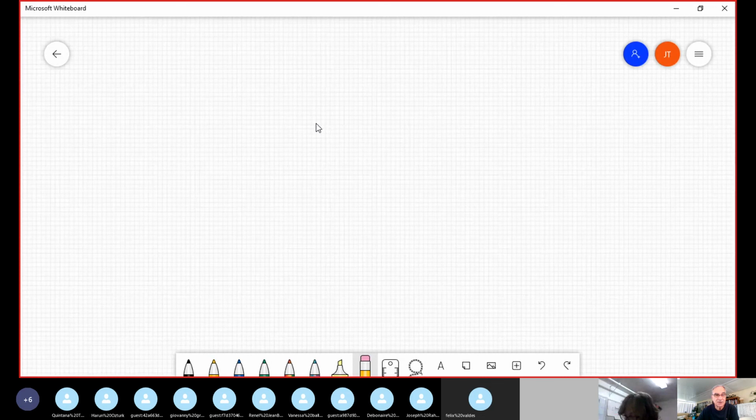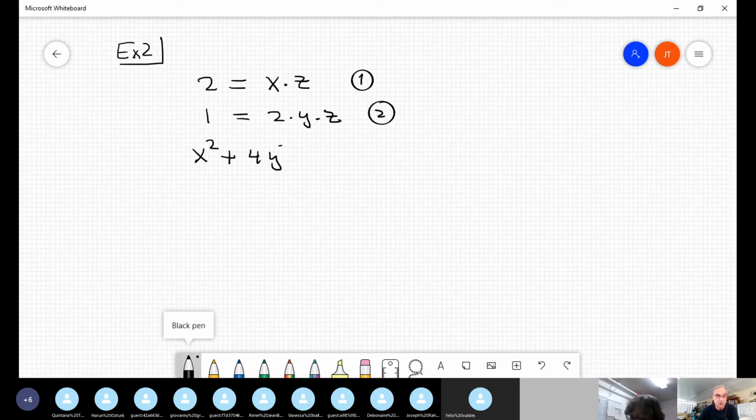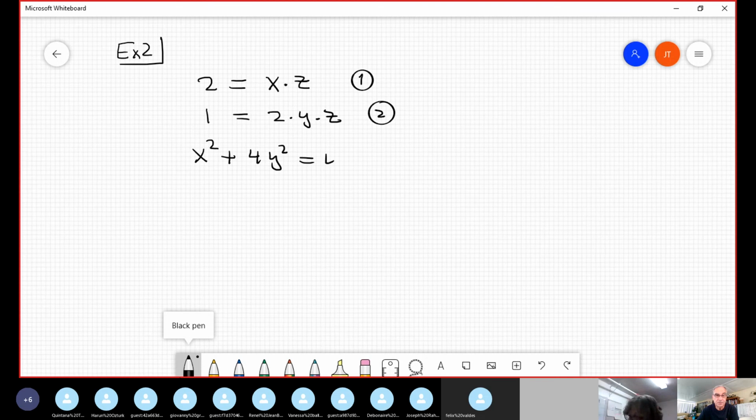The problem is example 2 3D. 2 equal x times z. This is equation 1. 1 equal 2 times y times z. Equation 2. And the last equation is x squared plus 4y squared equal 4. Equation 3, and this is my system of equations.